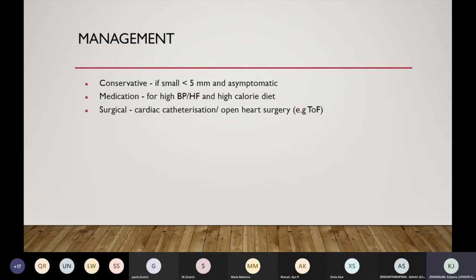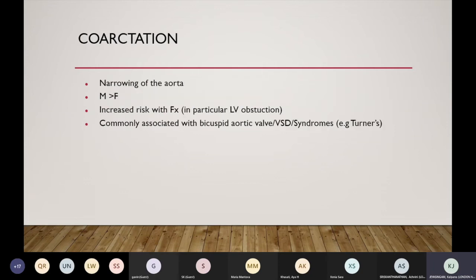Management, again, if it's a small defect, less than 5 millimeters, and it's asymptomatic, you go for conservative management. If they have high blood pressure or heart failure, you would medicate them and give them a high calorie diet, because generally they have poor weight gain and they need the energy. Or surgical, again the same, cardiac catheterization or open heart surgery.